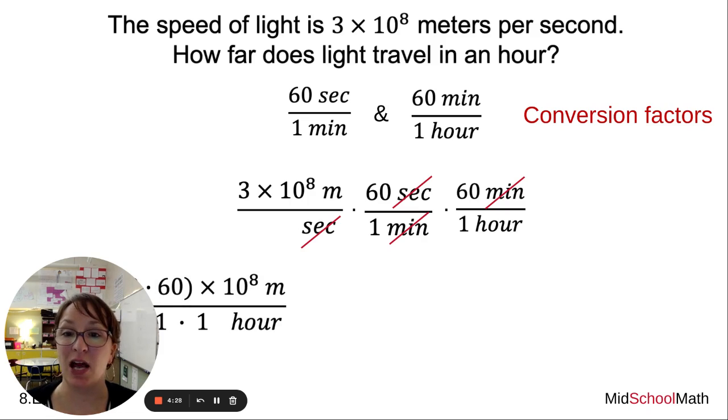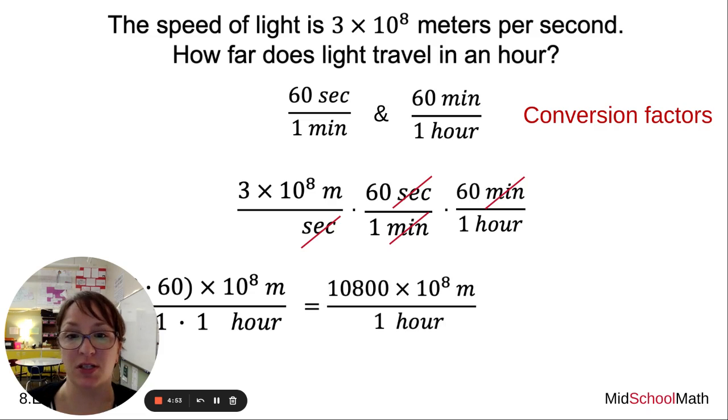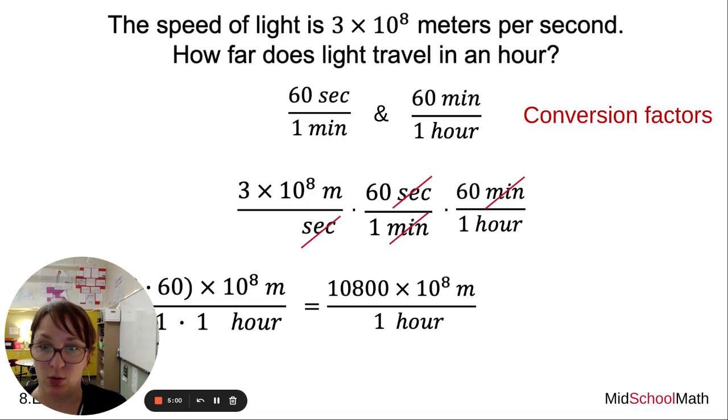Now I'm going to go ahead and take all of my numbers. So 3 times 60 times 60. I put all of those numbers together and multiply them because they're all on the top of the fraction. Then I'm going to add back in that times 10 to the 8th power and my unit of meters on top. On the bottom of my fraction in the denominator, my only numbers are 1 times 1, which is 1, and my only unit is hours. So I'm looking at this number, 10,800 times 10 to the 8th meters per 1 hour.